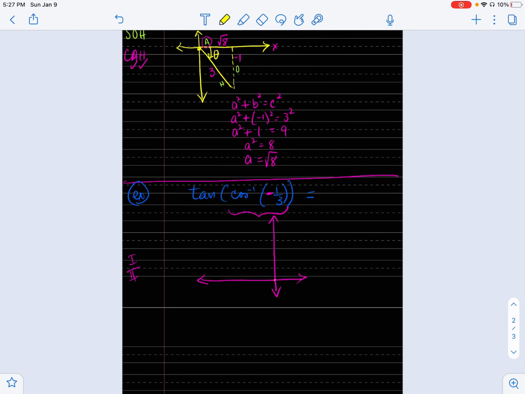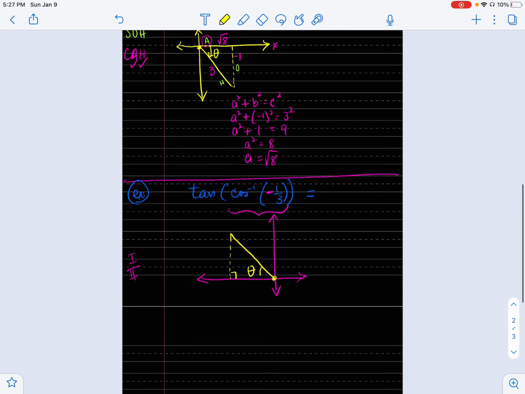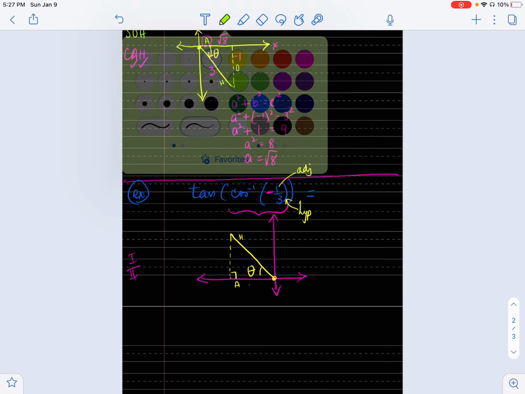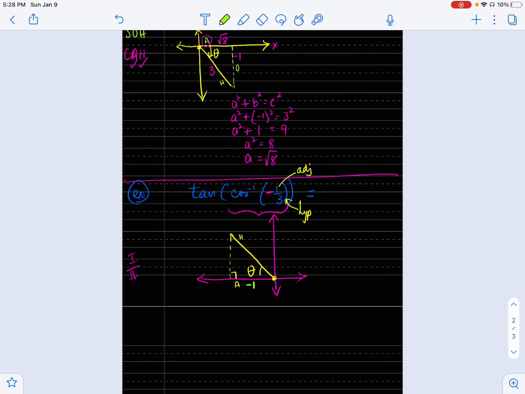Now that I know it's in the second quadrant, I shall draw an angle. Call it theta, connected to the x-axis. Make it a right triangle. And I go back to my cosine. Cosine is adjacent over hypotenuse, so I know some stuff here. This is adjacent, this is hypotenuse, and this is opposite. Adjacent is -1. Let me change the color. Let's use green. -1. Hypotenuse is 3, and this is what we don't know. Let's call it B. B is what we don't know.